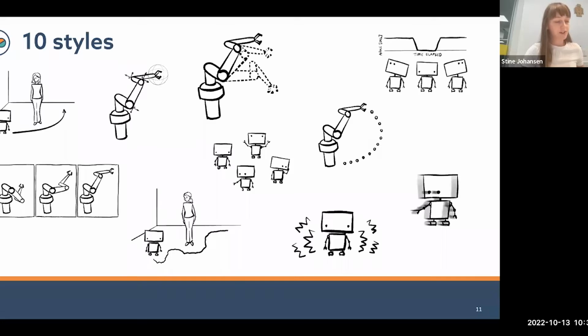So this is a very chaotic overview of all these 10 styles, and I'll go into all of them. But I just wanted to mention that we can already see that there's a huge diversity in ways that we can show robot movement. And this is just our reproduction of those styles. There could be many ways to utilize each visual style, and I'll show you that in a minute.